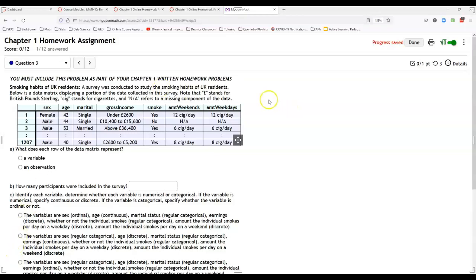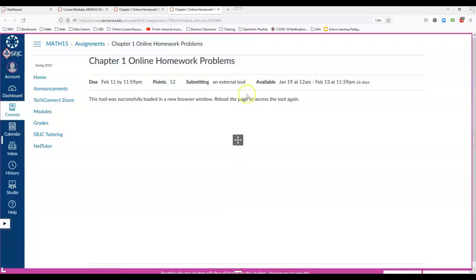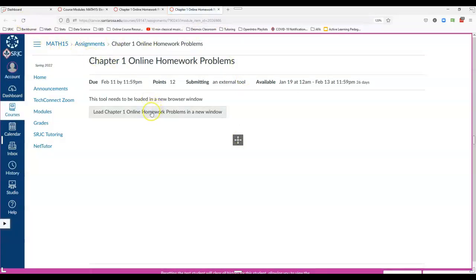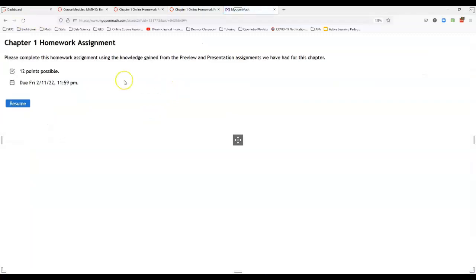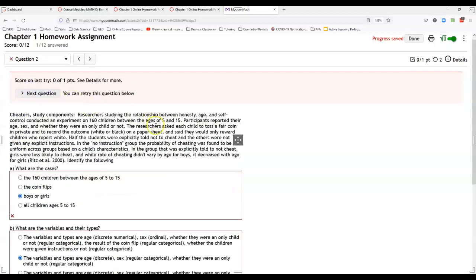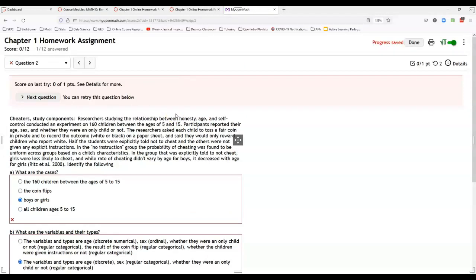Now, the last thing I want to say about the online homework is, let's say I close that tab, leave the page, and I want to go back and pick up where I left off. I can do that. All I have to do is go back to the Chapter 1 online homework problems and re-click the link. It will then allow me to resume exactly where I left off. In fact, if I go back to question number 2, I can see that it still has the original answers I had before. So you can leave the online homework assignment page and come back and keep picking up where you left off.